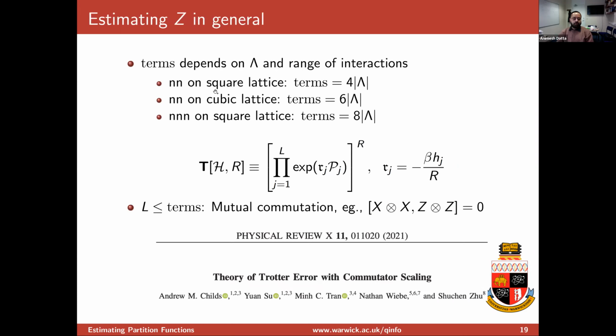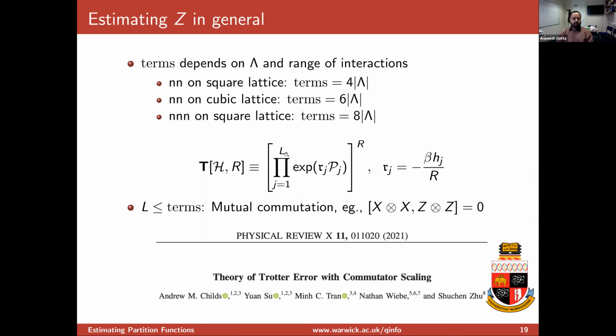For instance, if you do nearest neighbor on a square lattice, you will have 4 times the number of lattice sites with periodic boundary conditions. If it's a cubic lattice, you will have 6 times. If it's next nearest neighbor, you will have 8 times, and so on and so forth. But anyway, you will have a certain number of terms in this sum, and therefore in the Trotter expansion.